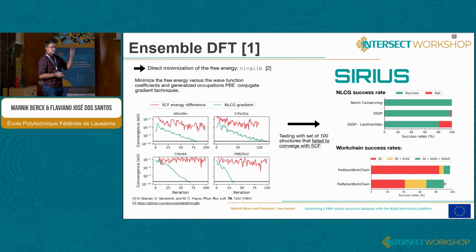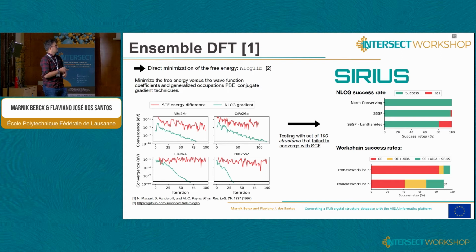And I expect at some point 100 structures which fail to converge with the SCF, and we can see that given enough iterations, the NLCG has quite a high success rate. It is able to do the convergence for all the structures using norm-conserving pseudopotentials. But when switching to the SSSP, which also contains ultrasoft and PAWs, we do have a slightly lower success rate, and this is mainly due to failures for the lanthanides, where we have a set of PAWs which sometimes cause convergence issues in our calculations.